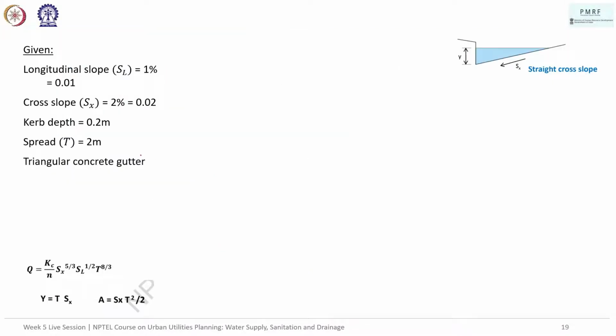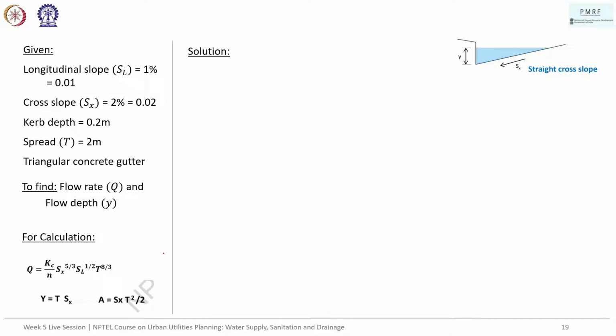We've been given that the longitudinal slope is 1%. So these are the given details. We need to find flow rate and flow depth, and we'll be using these equations for the calculation. The solution is very straightforward if you know all the values.